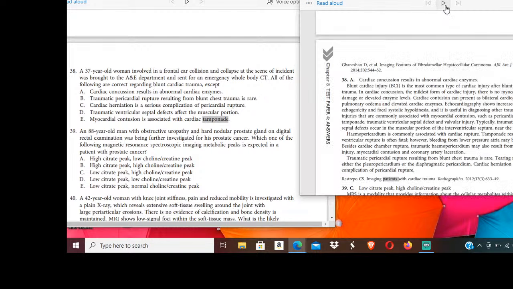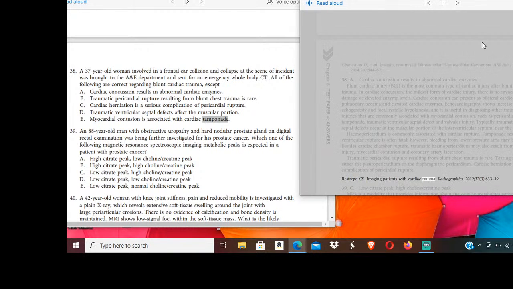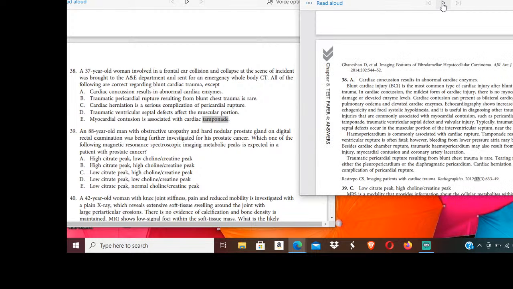Restrepo CS, imaging patients with cardiac trauma. Radiographics. 2012, 32.